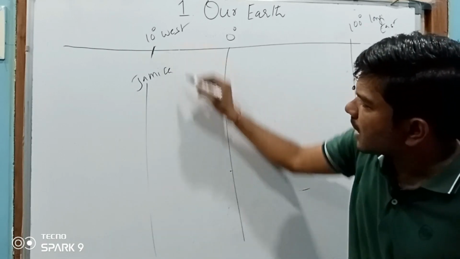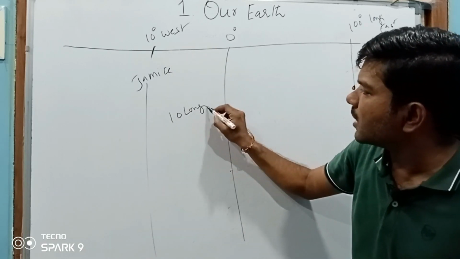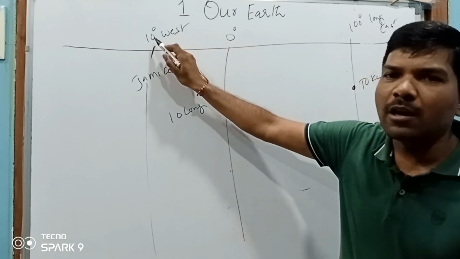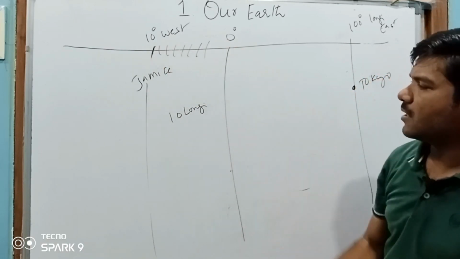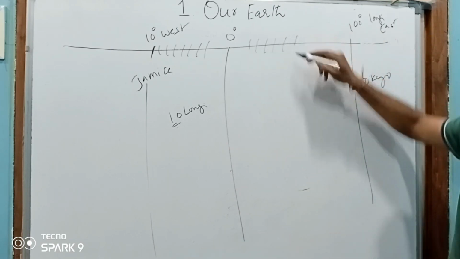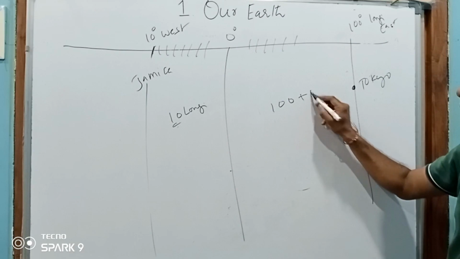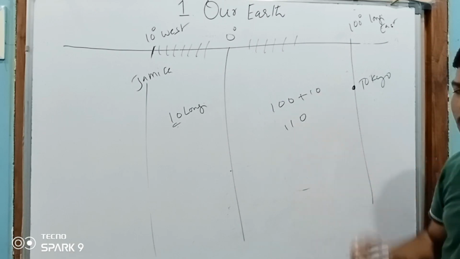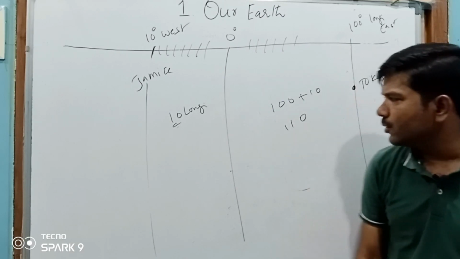Here, how many longitudes are there from 0 to 10? 10 longitudes. From 0 to 100, how many longitudes are there? 100 longitudes. Total, how many longitudes? 110 longitudes in total.